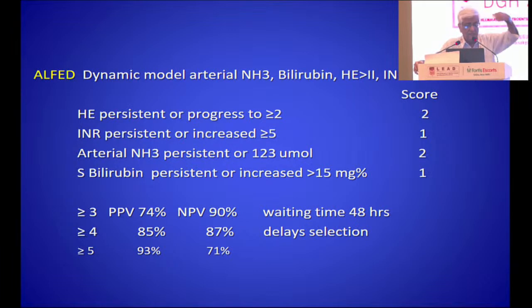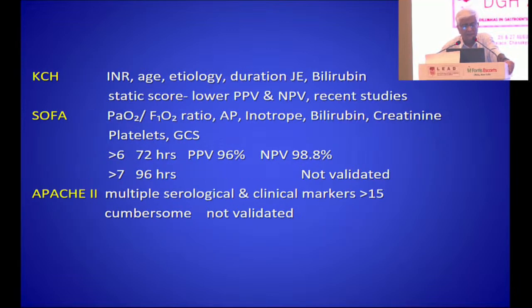It increased to 93% when the score was more than 5. And negative predictive value also decreased with this. So although it may not be the ideal model for predicting, it at least gives you that 93% of the patients need to have a transplant if they have a score of more than 5. The only negative is that you have a waiting time of 48 hours, and that delays selection.